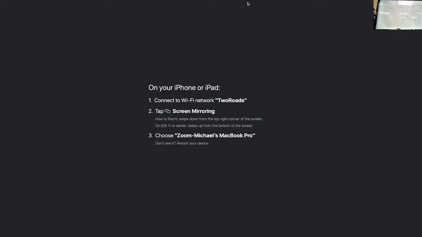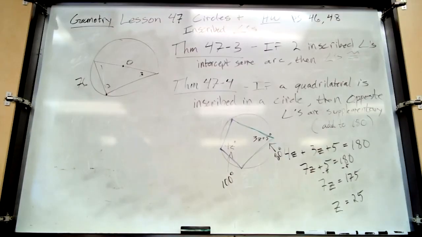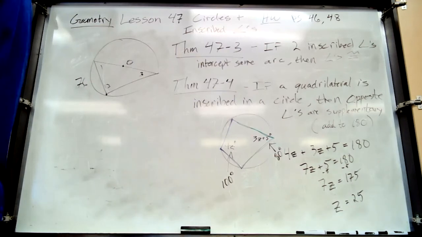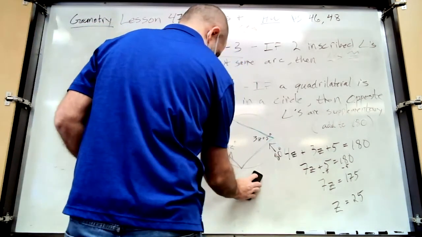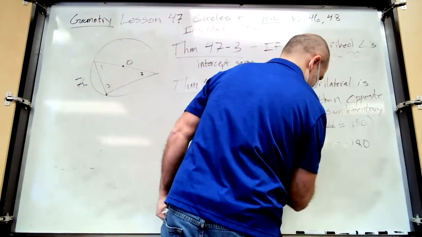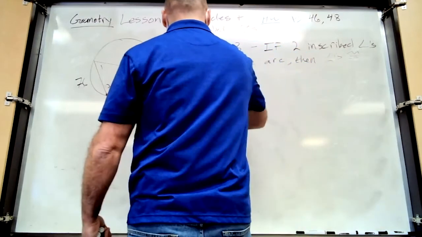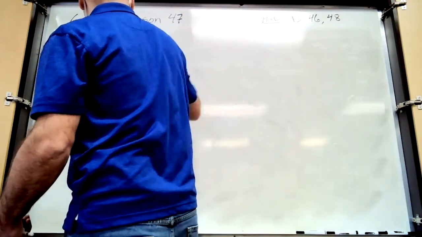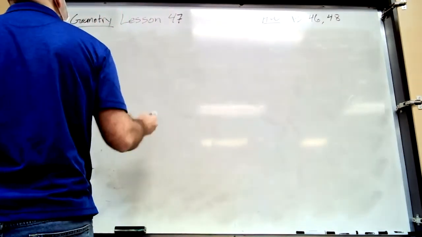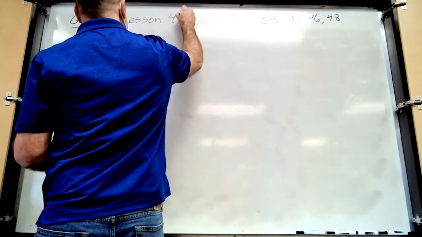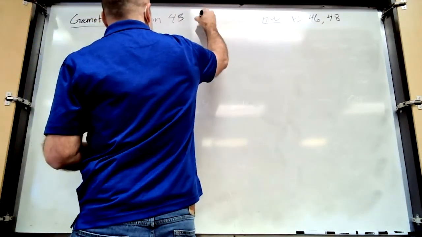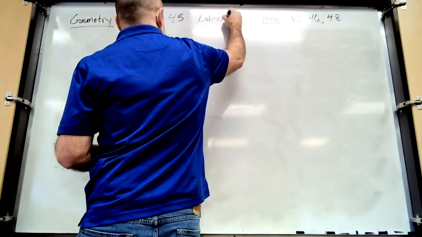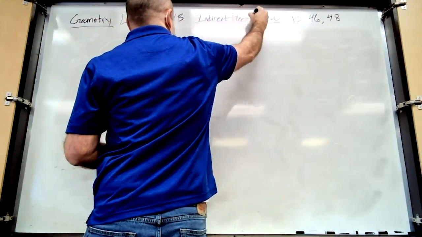All right, moving on. Let's move on to lesson 48. Okay, lesson 48, we're going to talk about indirect proofs. This is annoying. Sorry. So here's what we're going to do. We're just going to kind of walk through it.